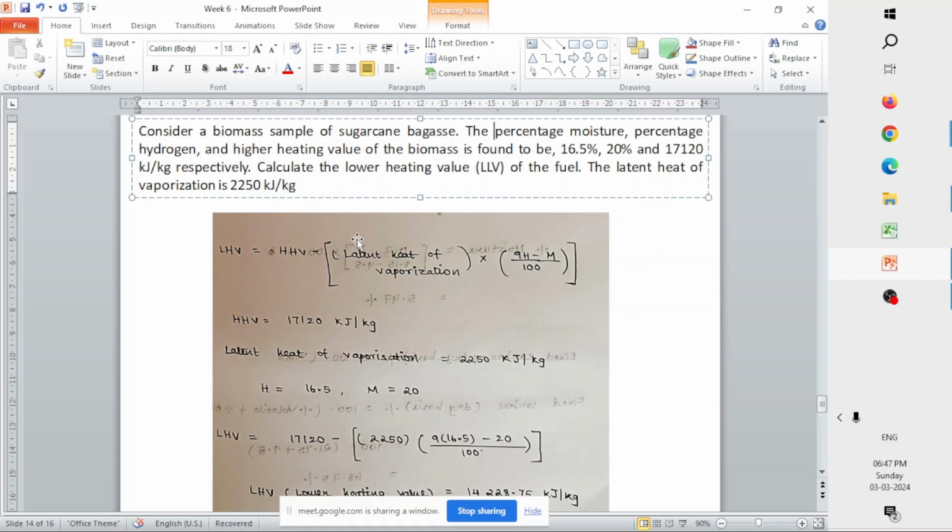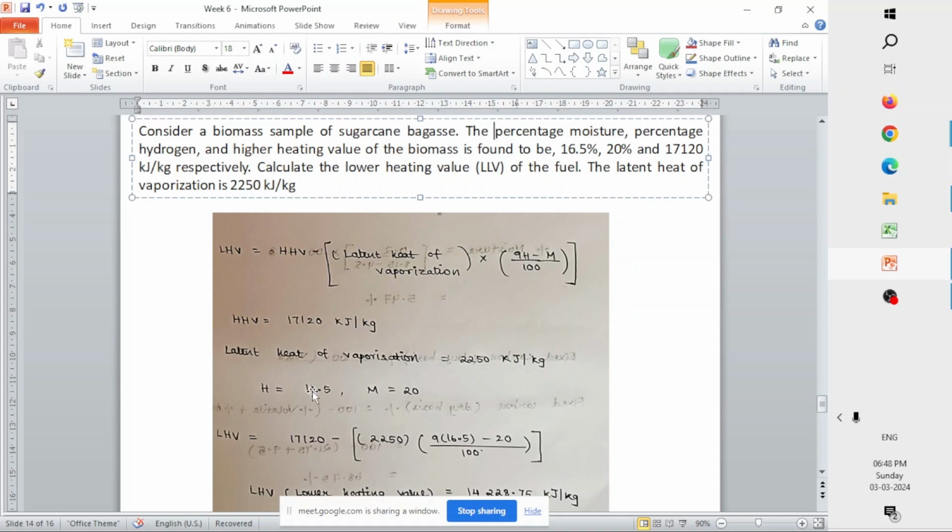So the formula that you are going to use for this is LHV, that is your lower heating value, equal to higher heating value minus latent heat of vaporization times (9H plus M) divided by 100. H over here is the percentage of hydrogen present in the sample. M is the percentage of moisture present in the sample. So HHV is given, that is 17,120, and your latent heat of vaporization of water is given as 2250, and both are in the same units, kilojoule per kg.